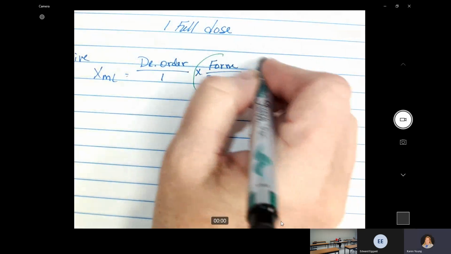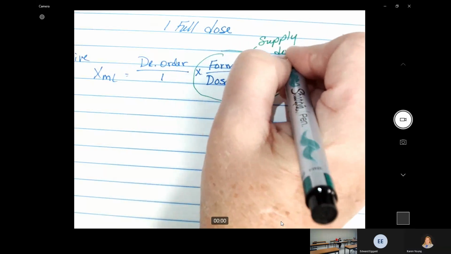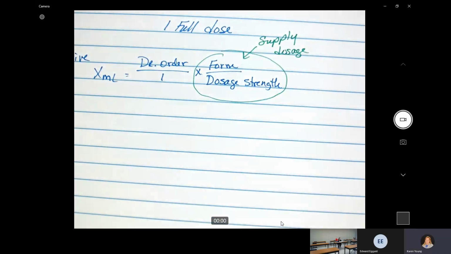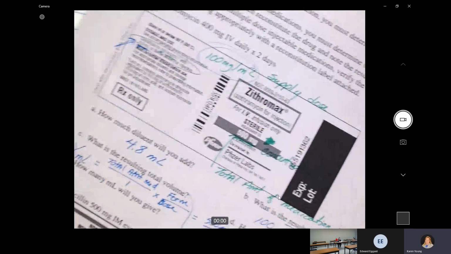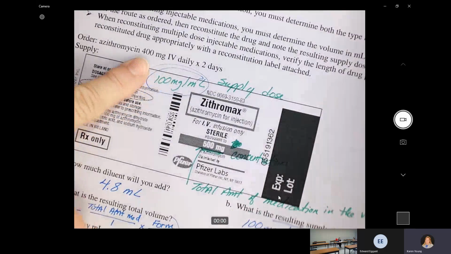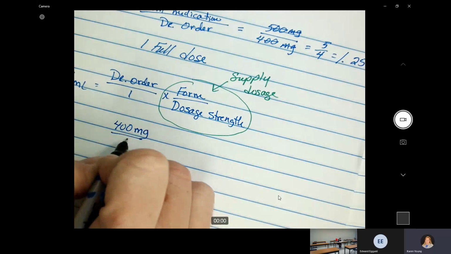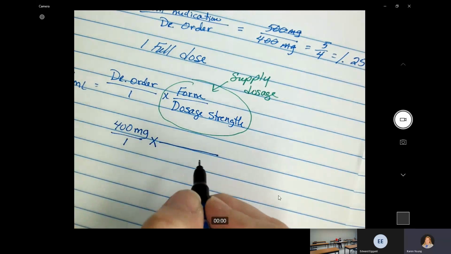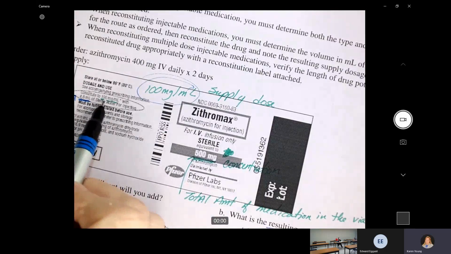The form over our dosage strength, this is what we call our supply dosage. So you'll hear me refer to that a lot. If you look at your doctor's orders, we're giving the 400 milligrams. So I'm doing 400 milligrams 1 time, and then our supply dosage is 100 milligrams per milliliter.